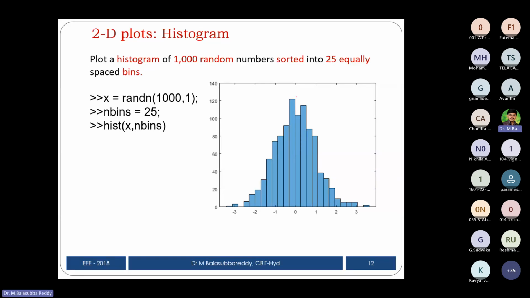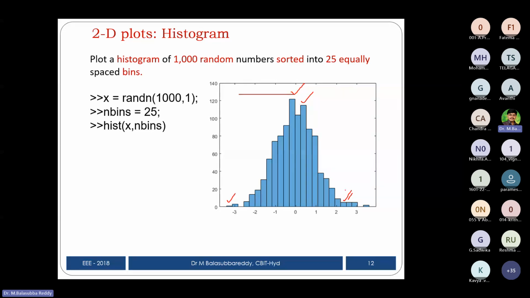In this range of data, more points are available. This is also a little bit more, and in some ranges very few data points are available, like that. We can easily identify the data points from this.